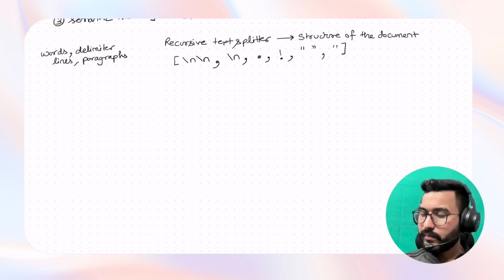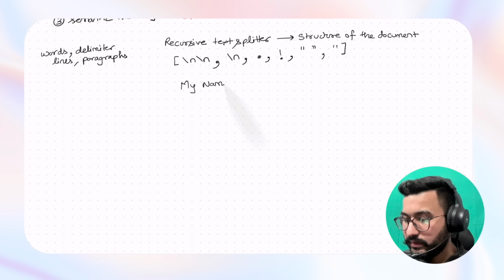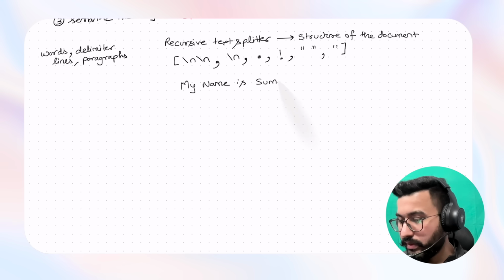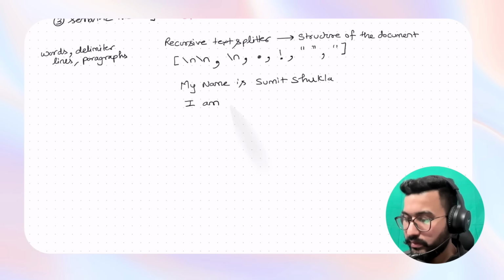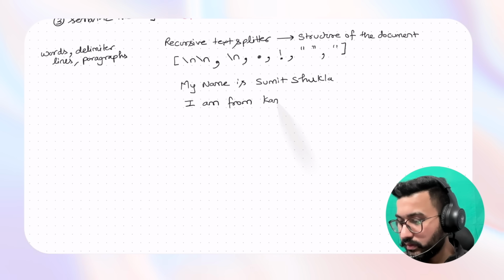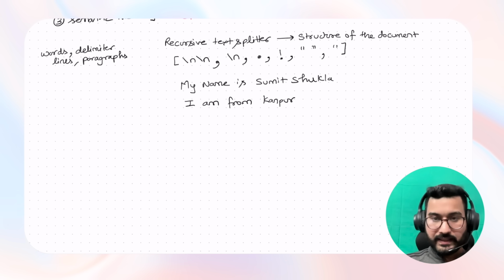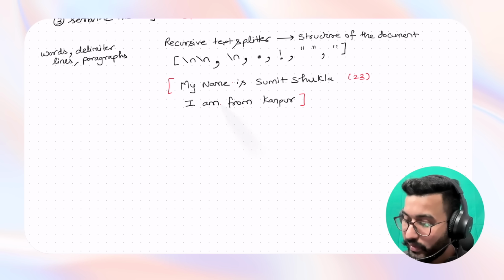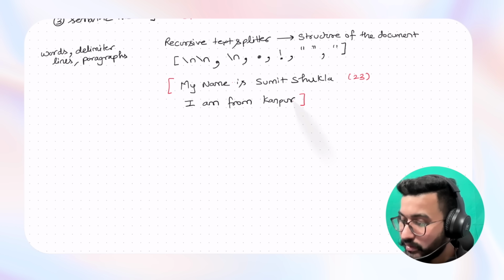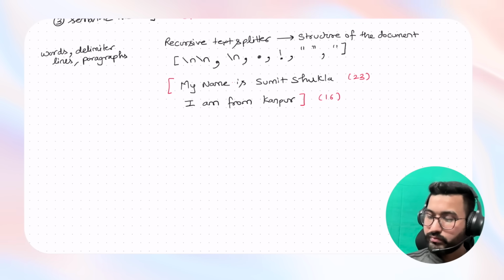Now what will happen? Let's say the document consists of: my name is Sumit Shukla. I am from Kanpur. Now let's quickly count the number of characters in each of the lines. Let's say these are the two lines, and this is my entire document. 1, 2, 3, 4, 5, 6, 7, 8, 9, 10, 11, 12, 13, 14, 15, 16. So 16 over here.